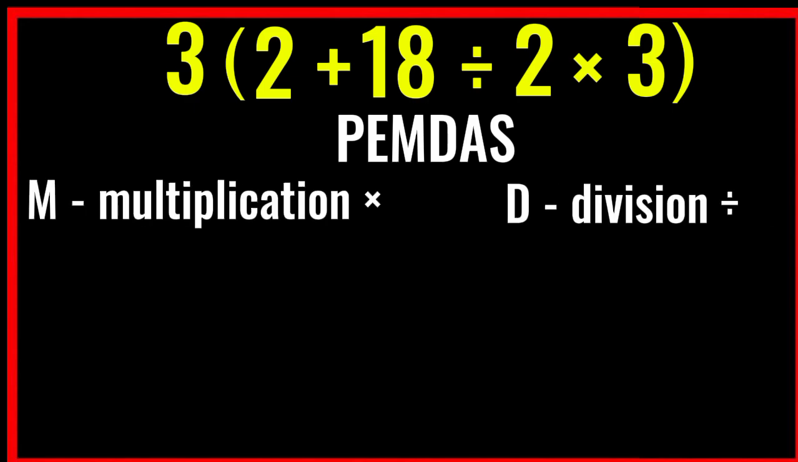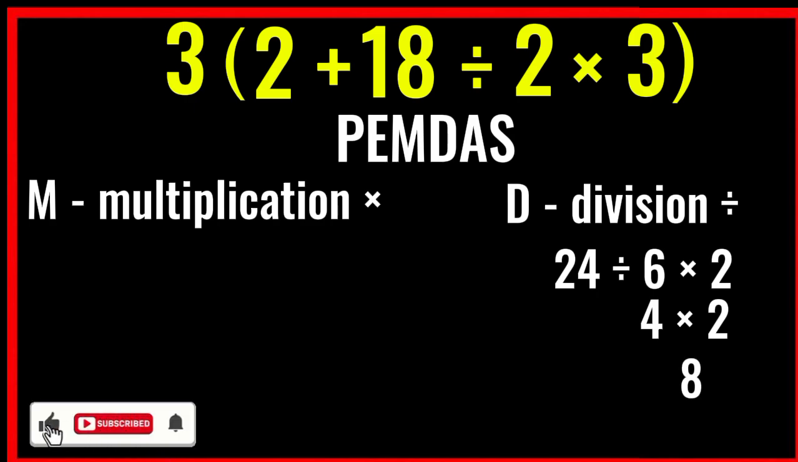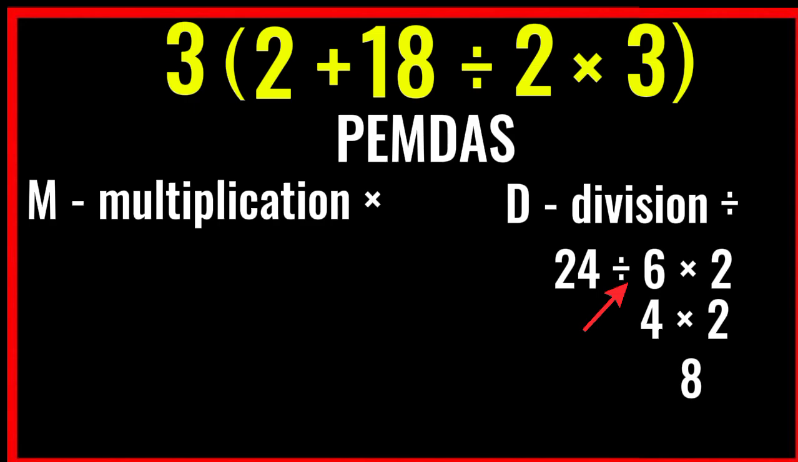The letters M and D stand for multiplication and division. Many people believe multiplication must always come before division. That is not true. Multiplication and division have the same level of priority. So instead of choosing multiplication first, you simply work from left to right. Here's an example. 24 divided by 6 multiplied by 2. Start from the left. 24 divided by 6 equals 4. Now multiply. 4 multiplied by 2 equals 8. Notice that we divided first because division appeared first.